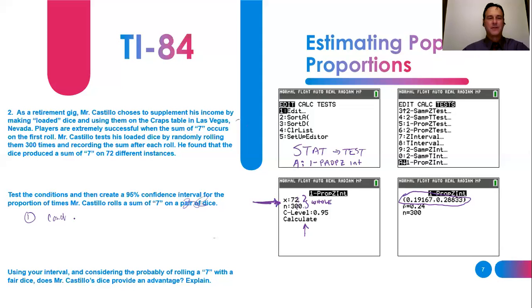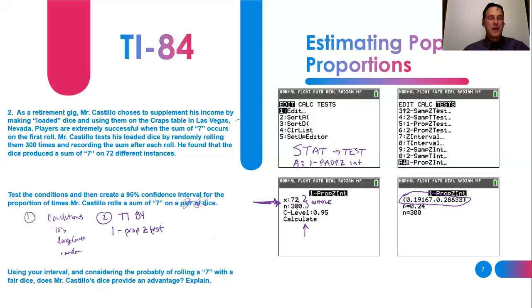For step 1, you still have to do the conditions. Write this off to the side. You have to have all 3: the 10% rule, the large counts, and then you have to talk about random. Step 2, you can do all in your TI-84. That's all you have to write, TI-84, and then do the command. We'll just say that we did 1 proportion z-test.